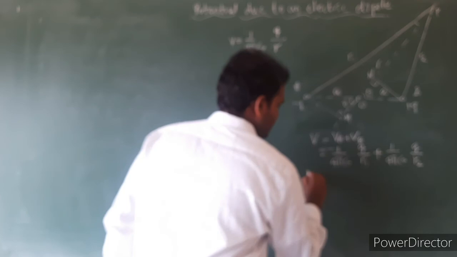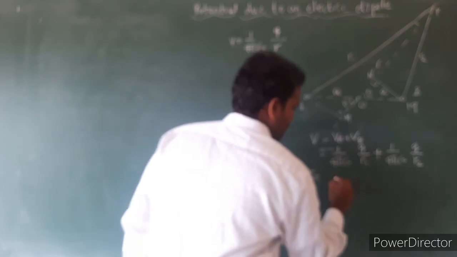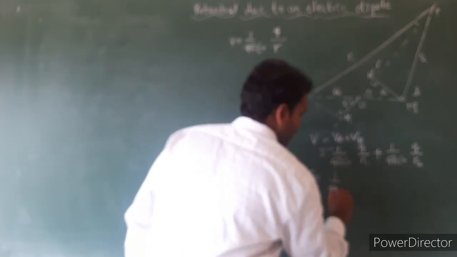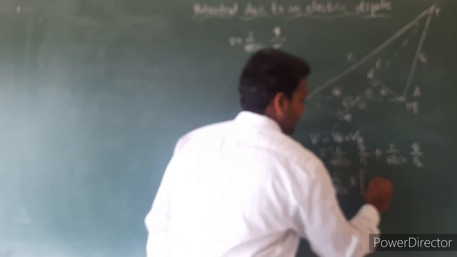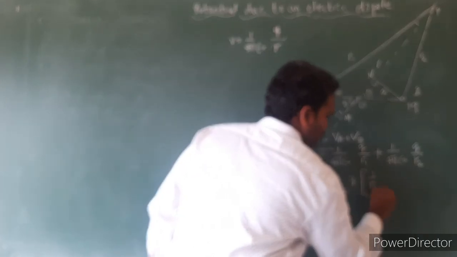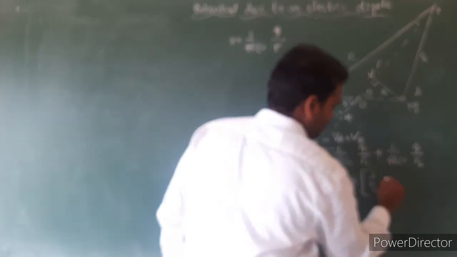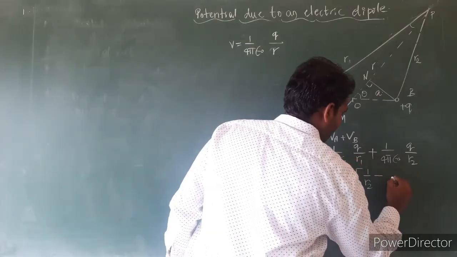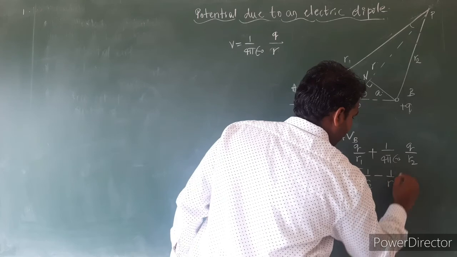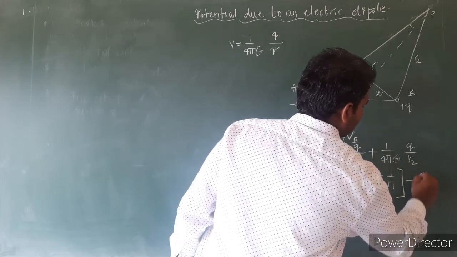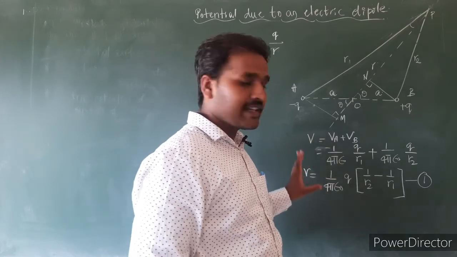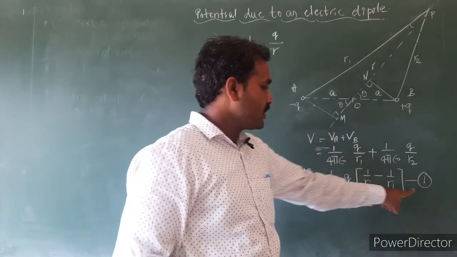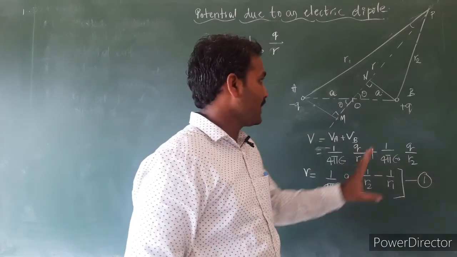Okay. So this I can simplify it as 1 by 4 pi epsilon naught is common for both here and Q is also common. Inside bracket I can write 1 by R2. First let me write R2 here because it is positive, minus of, 1 divided by R1. Let this be equation number 1. This is from the basic expression of electrostatic potential. So let me call this equation number 1.